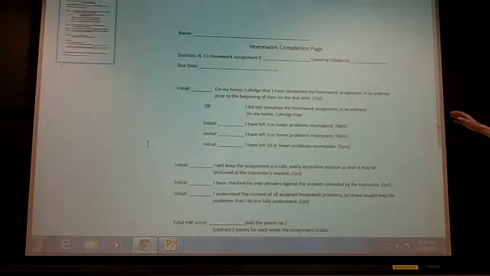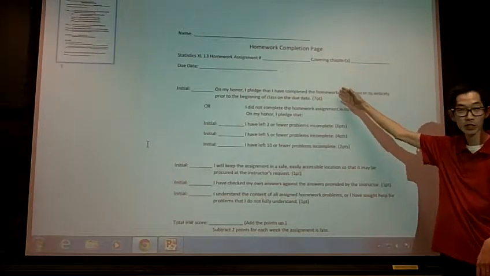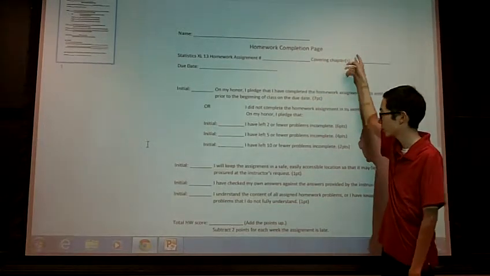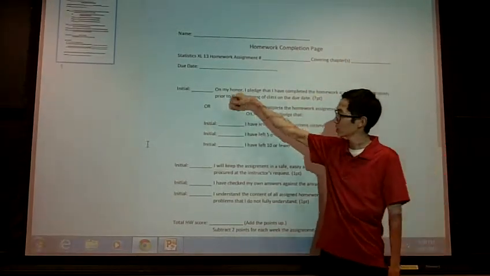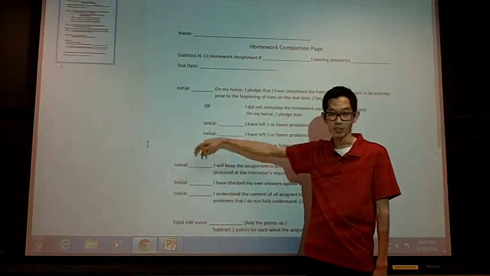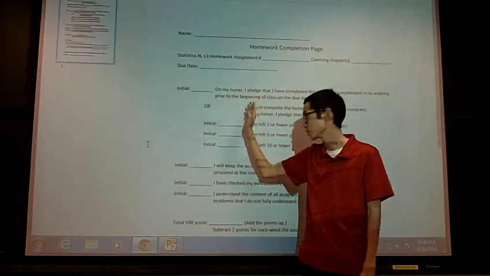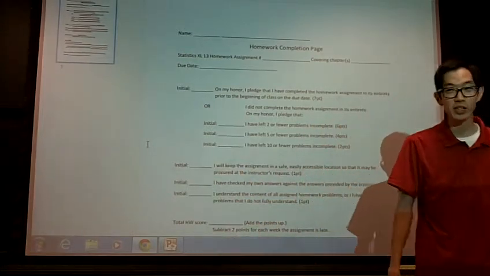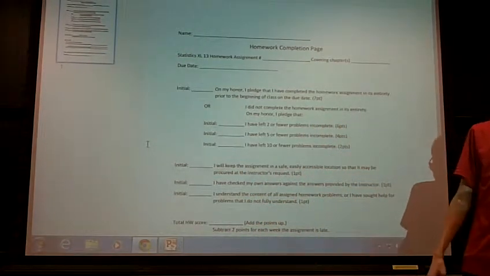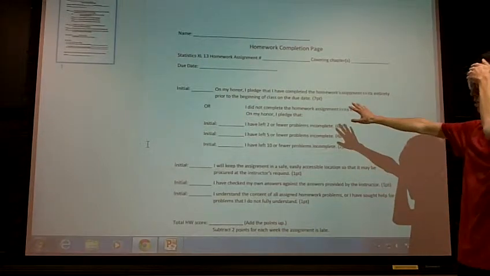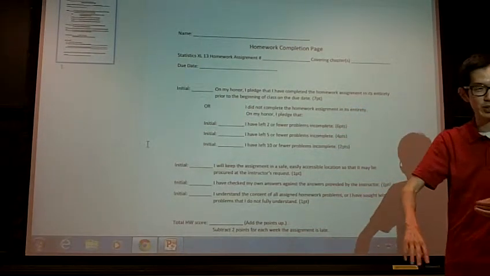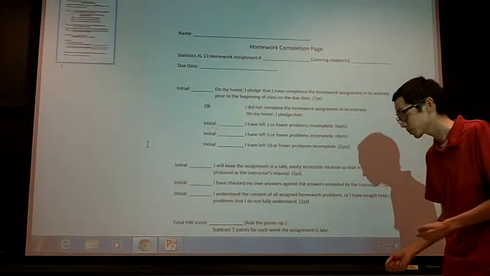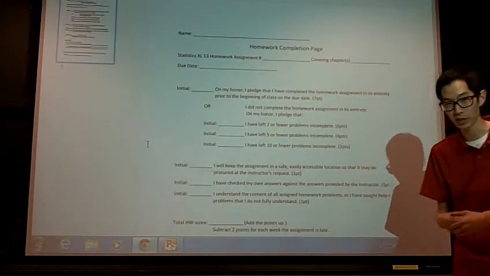What you will turn in each week is you're going to print this out, put your name on it, and say this is homework assignment 1, covering chapters 1 and 2, and you're going to just initial and say, I did all the problems, and I'll keep the assignment safe, and I understood what was covered in the homework. So you're going to be turning these in instead of the actual problems, and I will record these in my grade book.